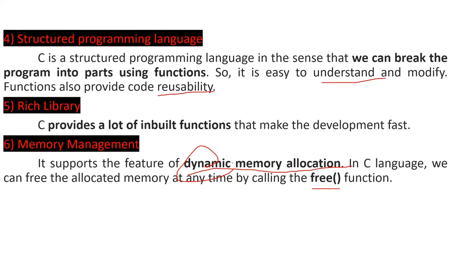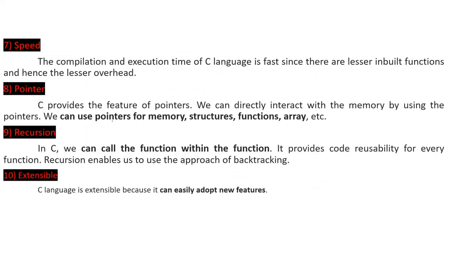So it is not static, not final. At which time we want, we can use. At any time we can use. Next, speed. Speed is also one of the features of C language. Let's discuss the compilation and execution time of C. Execution time of C language is fast since there are fewer inbuilt functions and hence less overhead. So this is the main reason for the speed of the C language.